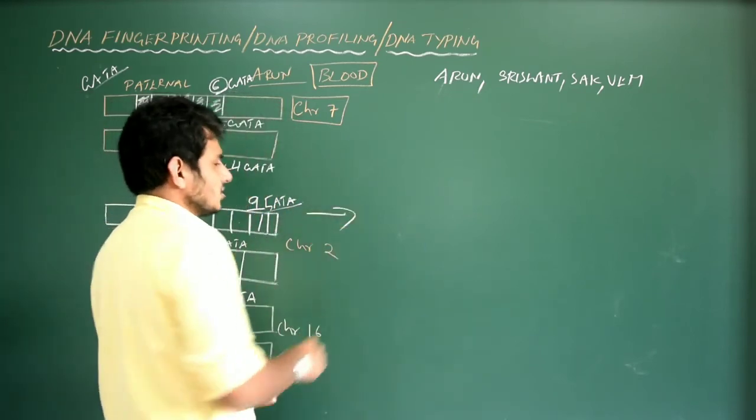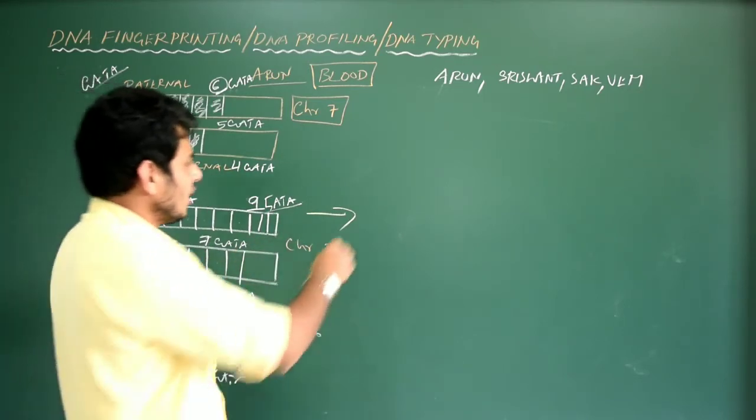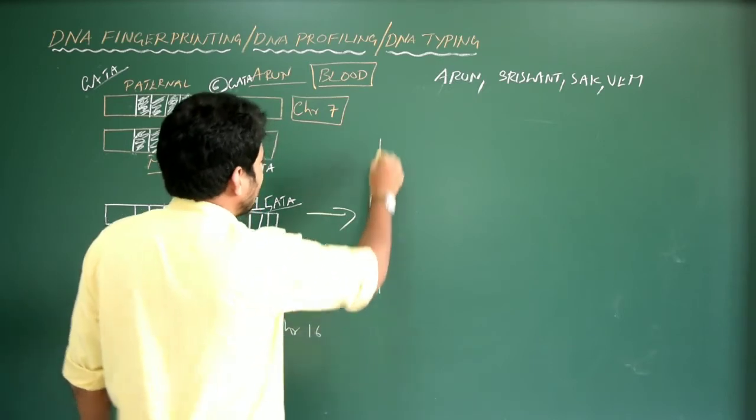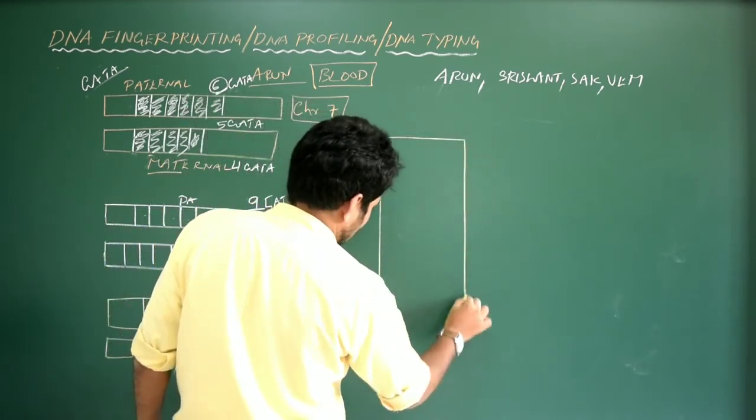Okay. Now I employ certain procedures. That is nothing but DNA fingerprinting. There are so many steps. You will understand it later. Okay. Now I am going to get a pattern. This pattern will be developed on a gel plate. Okay, gel plate.